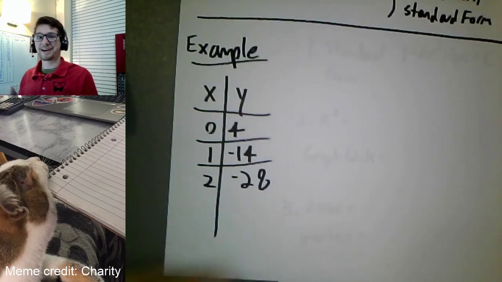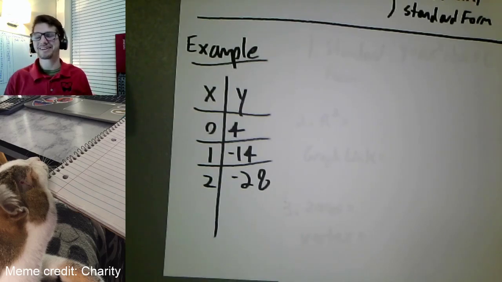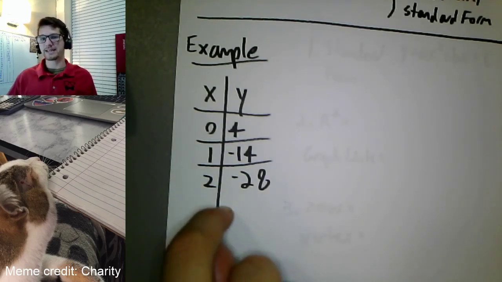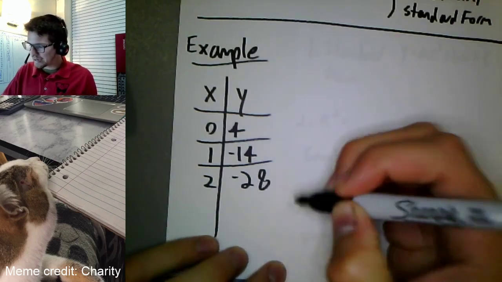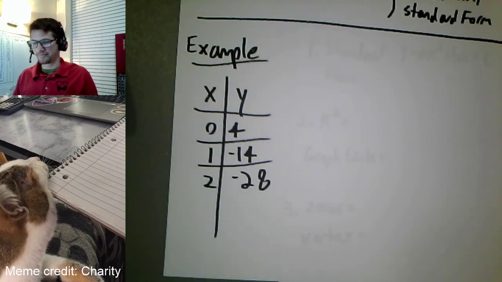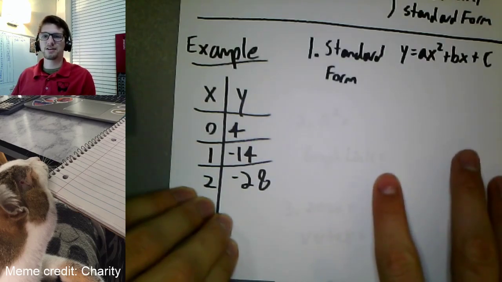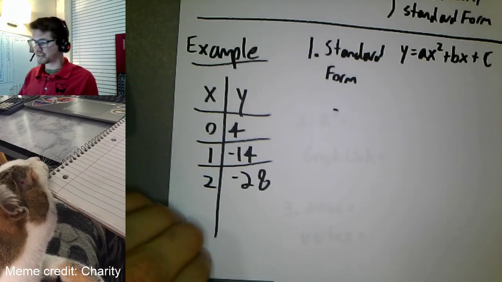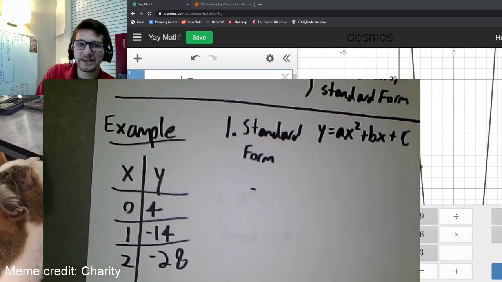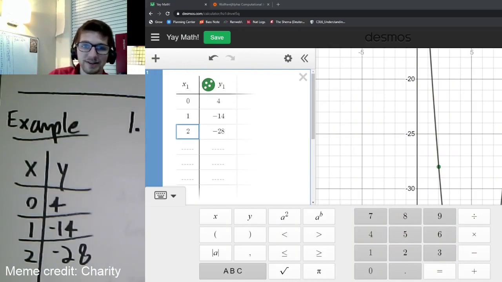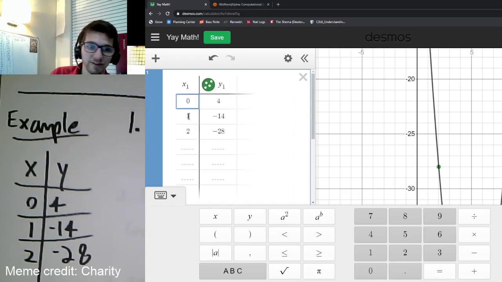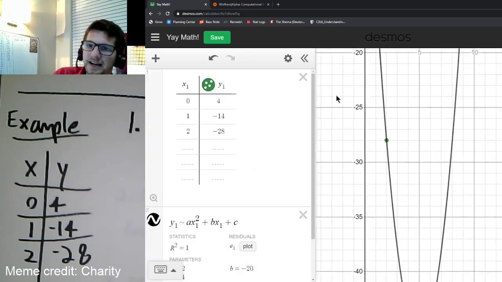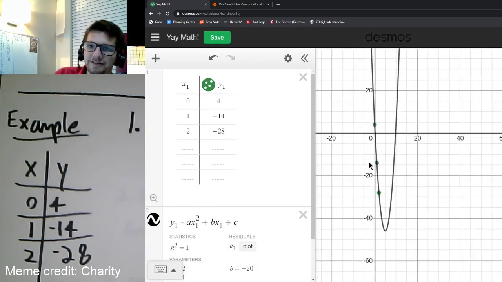When you get your quiz, I'm going to have something like this, and that's all I'm going to give you. I'm going to tell you what I need, and I'm going to give you a table. And I'm about to show you how you can find everything from this table. So first off, how do we find our equation? Because we're going to need an equation to actually work with for this problem. Well, all I'd do is on Desmos, I would plug in my numbers here. So I'd plug in the 0, the 1, and the 2, and then the 4, the negative 14, and the negative 28, and it will plot my points on the graph, like that.